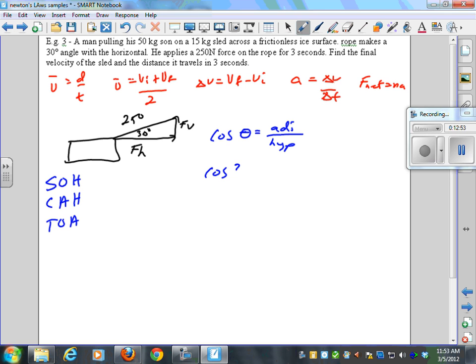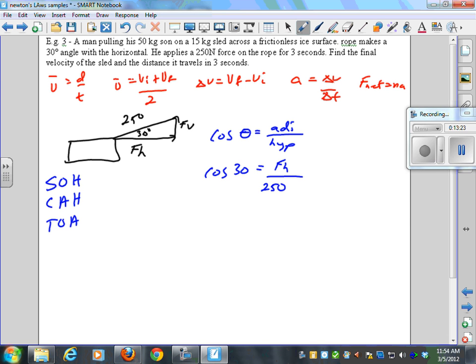Cosine 30 degrees is equal to, what's the adjacent side, Terry? I'm pointing to it for you, for your assistance. F horizontal, very good. So the adjacent is FH, and what's the hypotenuse? 250.